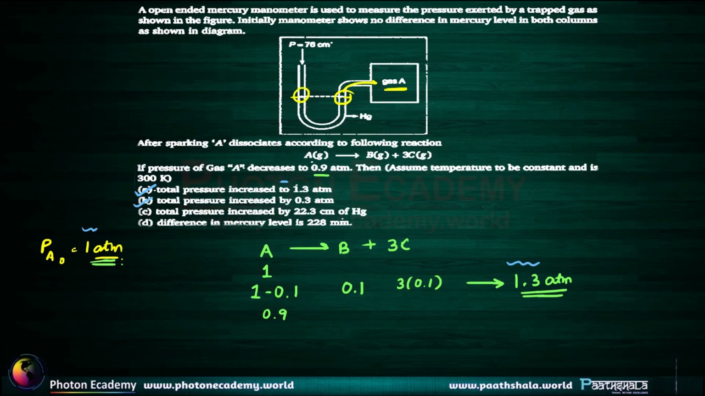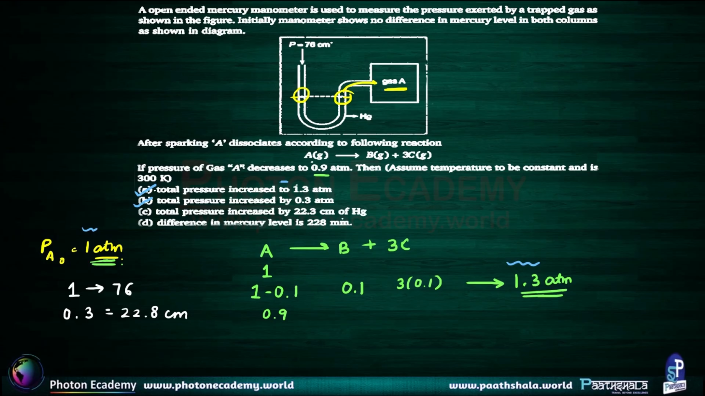The total pressure increases by 22.3 centimeters of mercury. Now let's see what 0.3 atm corresponds to. We know that 1 atm corresponds to 76 centimeters. So 0.3 atm would correspond to 76 into 0.3, which is 22.8 centimeters of mercury. So option C is not really correct, right?